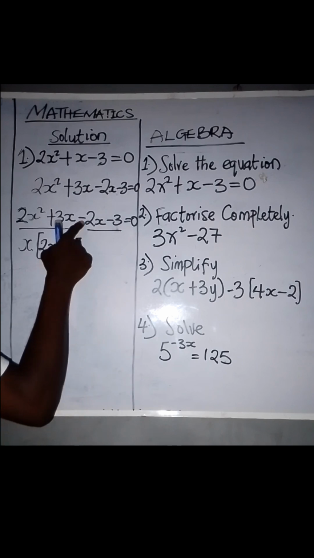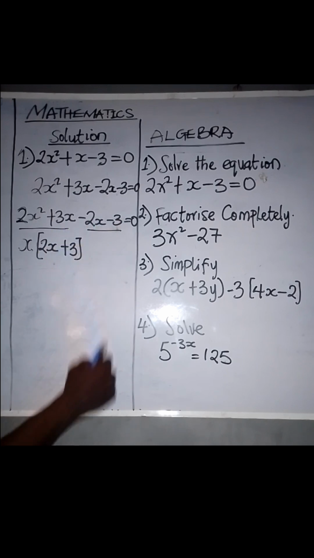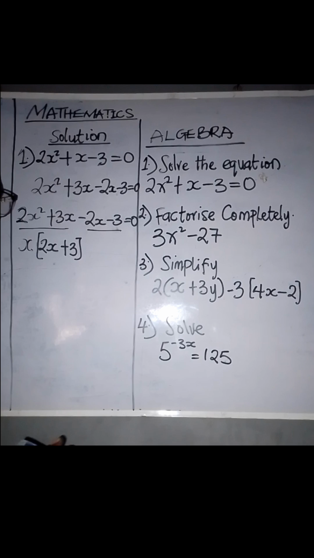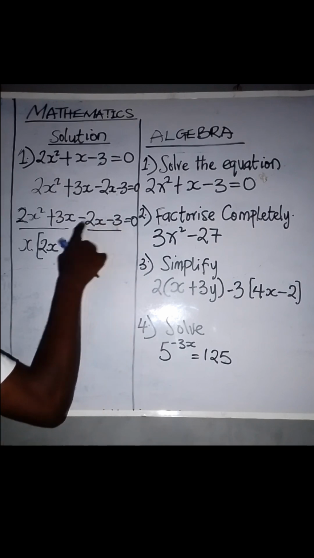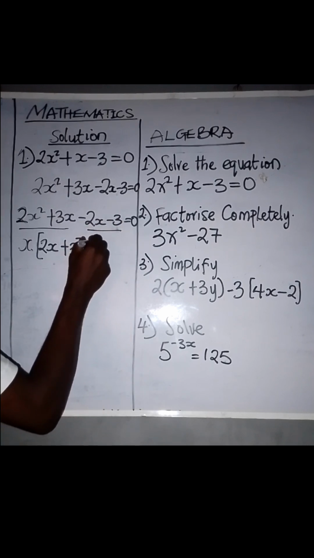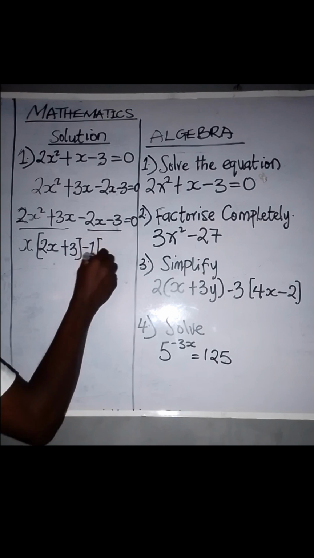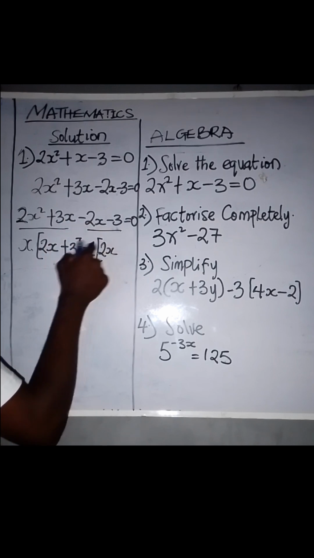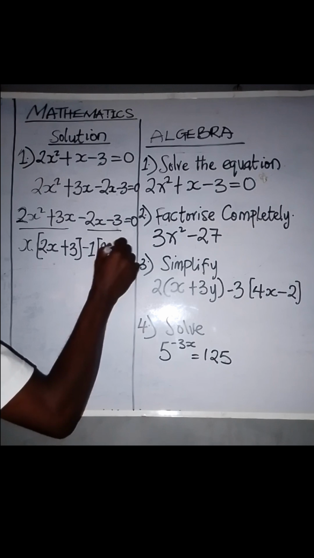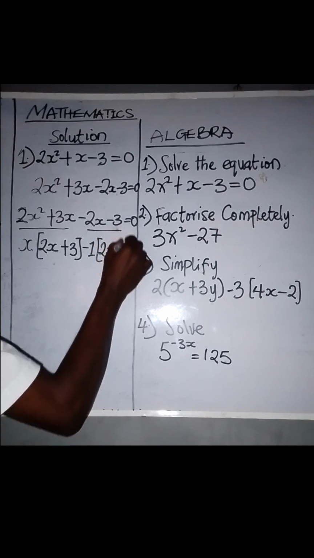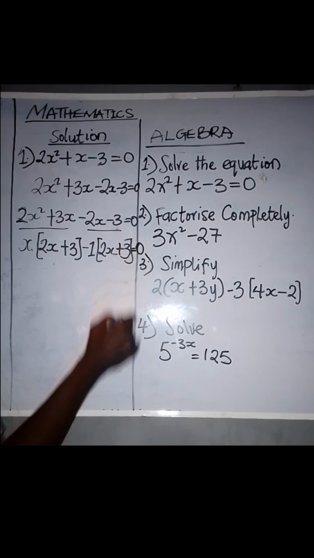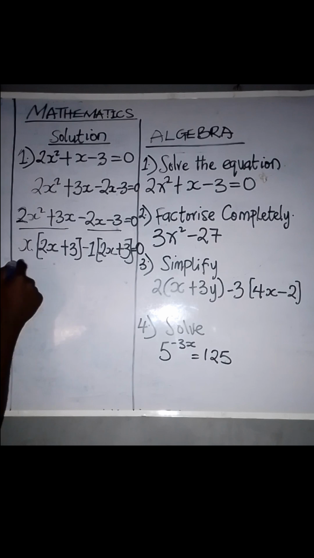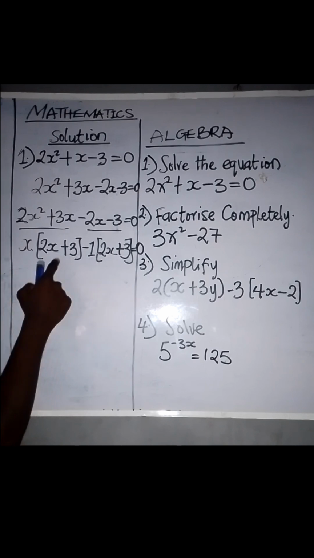Now what's common here? The common value here is minus 1. This has x, this doesn't have x. So I'll put my minus 1, then open a bracket. Minus 1 goes in this, I'm left with just 2x. Minus 1 goes in this, it becomes plus 3. Then I close my bracket, equal to 0.